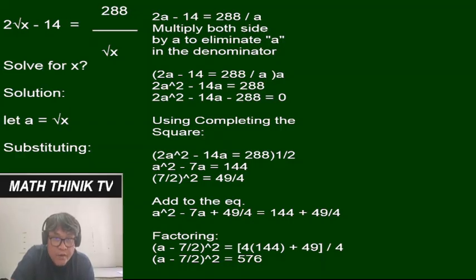Okay, so 576 plus 49. So buo yan, lagyan natin ng parentheses, over 4. Over 4, right? Okay, mag-insert pa tayo dito ng isang column.